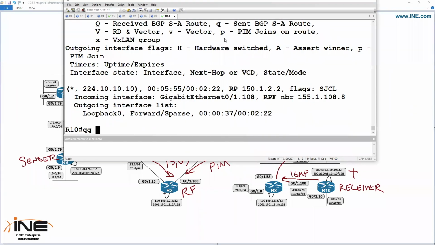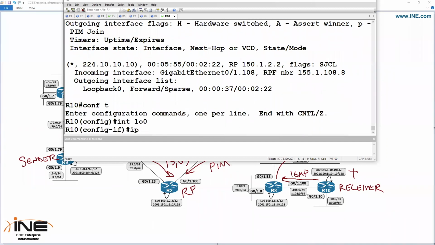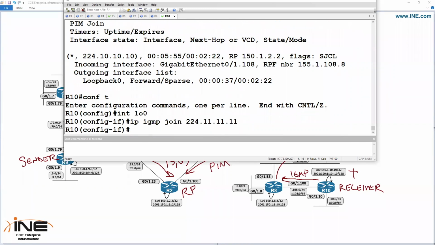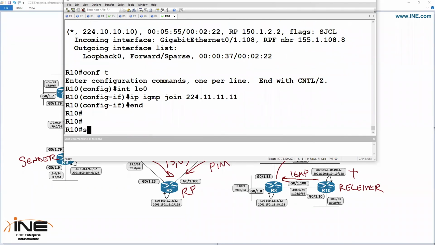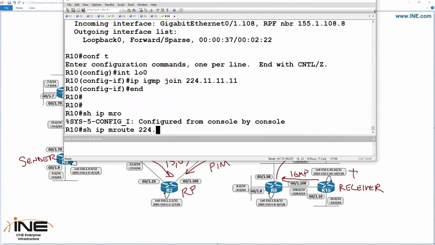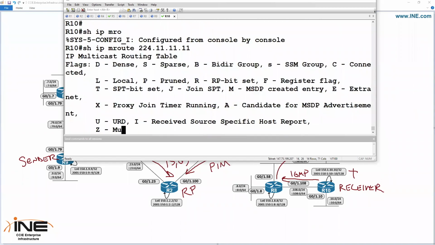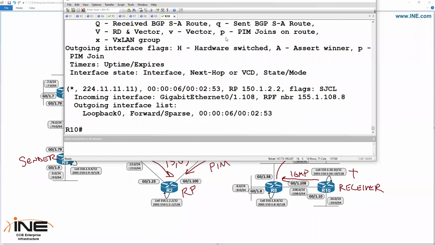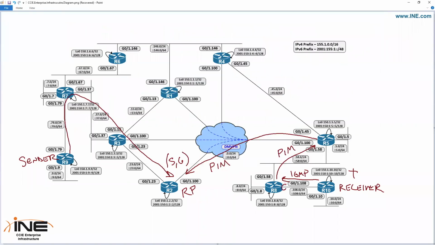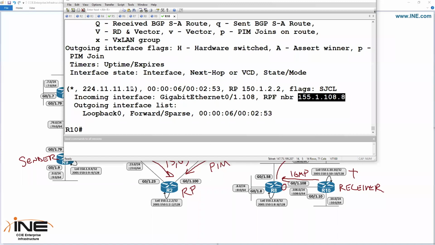So let's go to router 10. Let's go to loopback 0, and we'll say IP IGMP join 224.11.11.11. If we show IP mroute for 224.11.11.11, it says our reverse path forwarding neighbor is 155.1.108.8, which is router 8's interface here. Okay, so we sent the join message up to router 8.